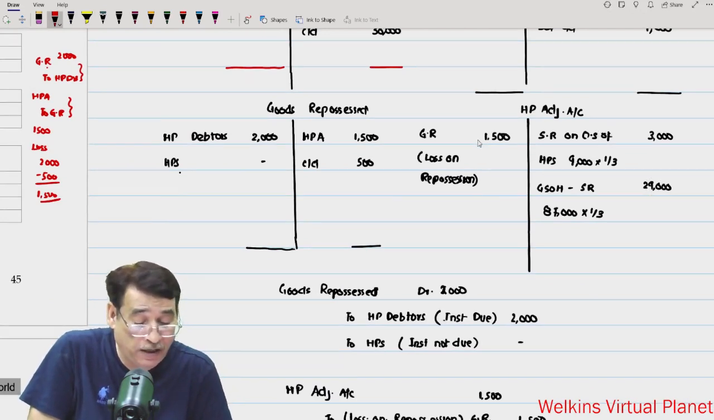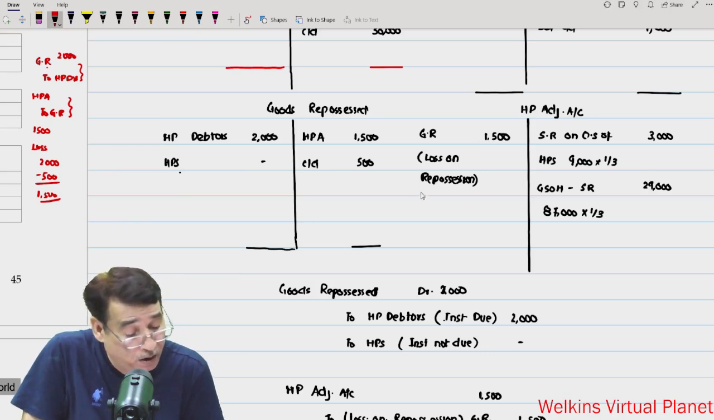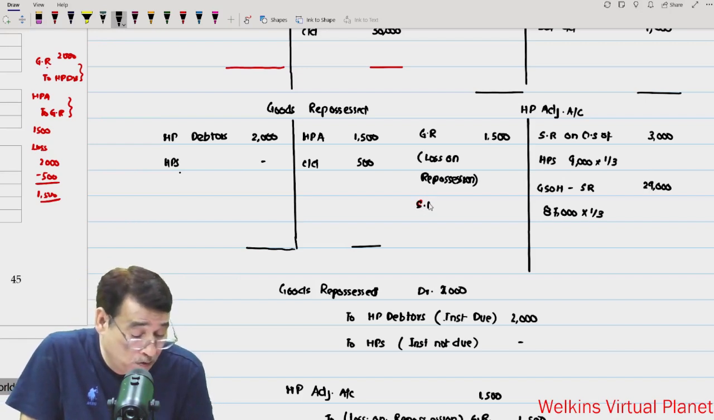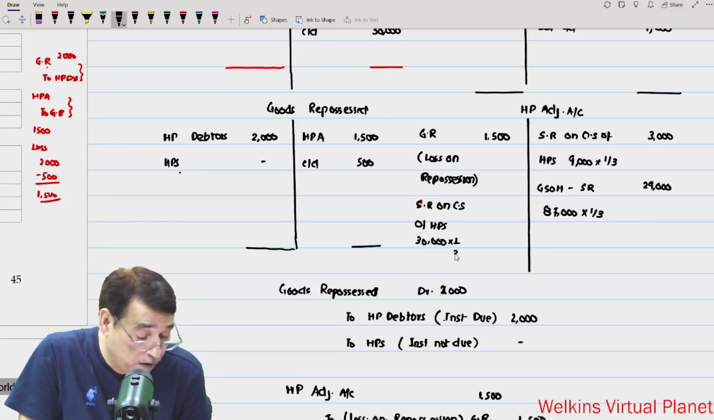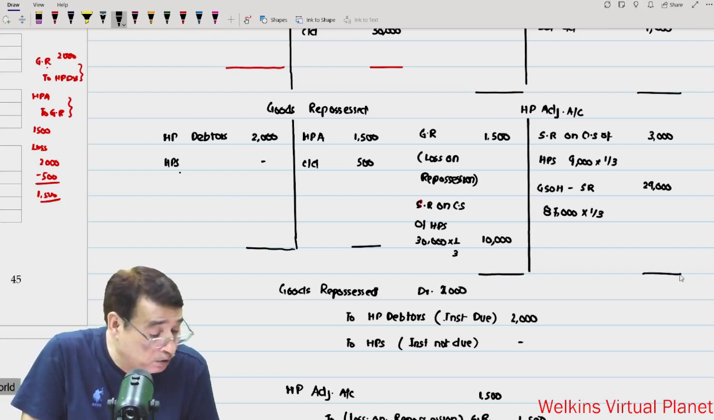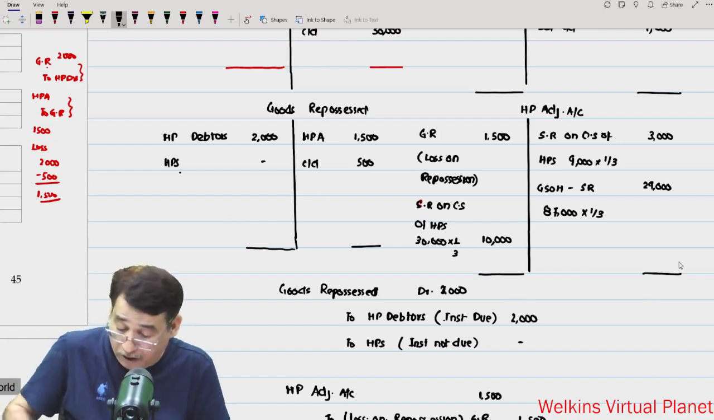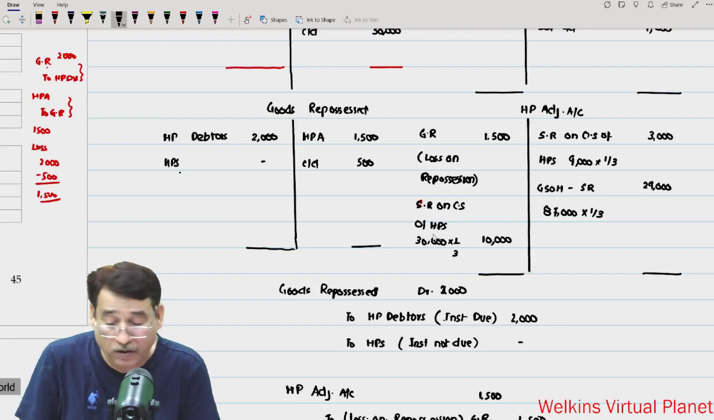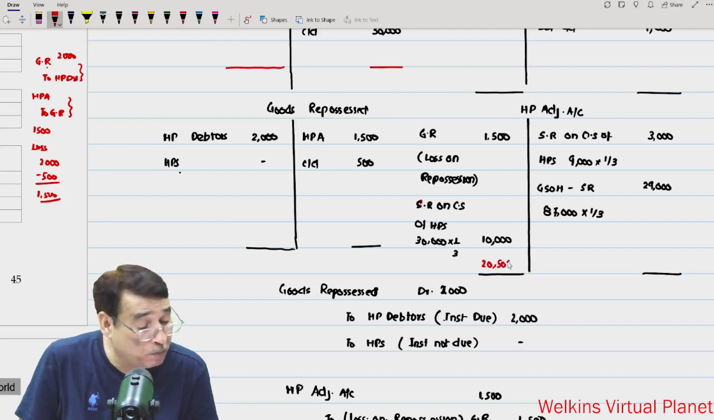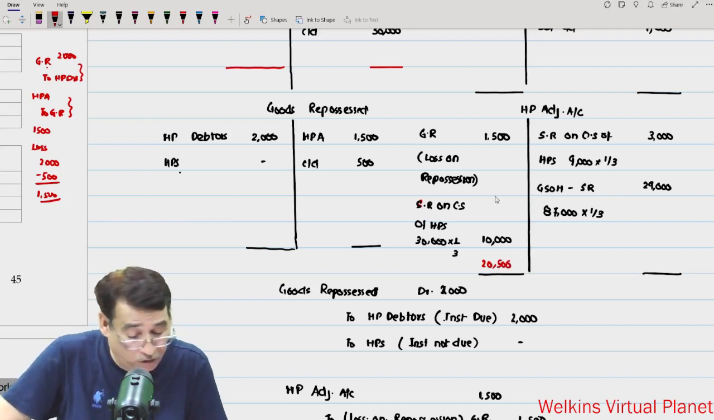opening loading, loading on goods sold on hire, and closing loading we haven't taken. Stock reserve on closing stock of hire purchase stock account. Hire purchase closing stock is 30,000 into 1 by 3, that is equal to 10,000. And then you can find out the answer. Your answer will be as is given in the net answer with me, 20,500 should be your answer. 32 minus 11,500 is fine.